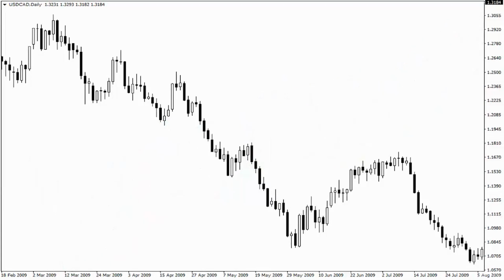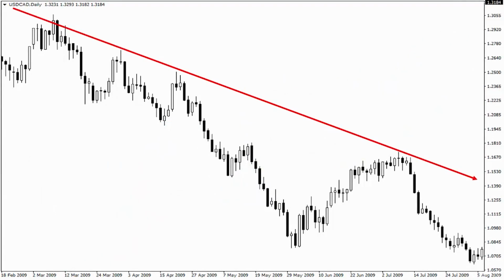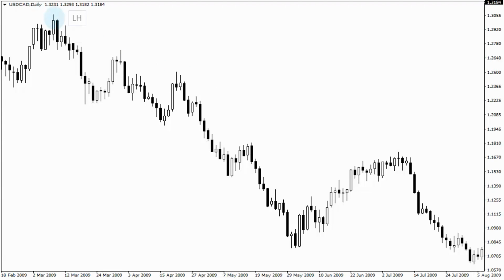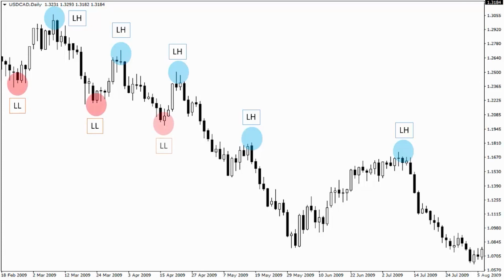This is a day chart of USD CAD, and you can see that the market is trending downward on this chart by making continuous tops and bottoms, or swing highs and swing lows. Now, in terms of swing trading, all the tops in this downtrend market we call the lower highs, as they are the highest points of this downtrend market, and all the bottoms of this downtrend we call the lower lows, as they are the lowest points of this downtrend market.